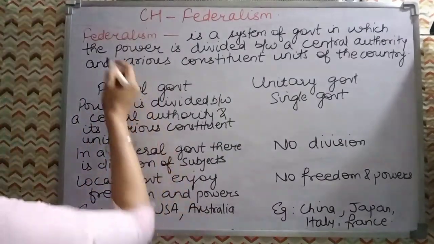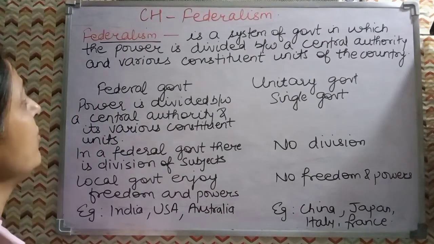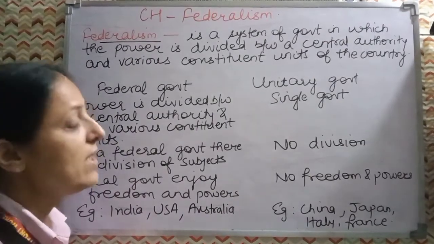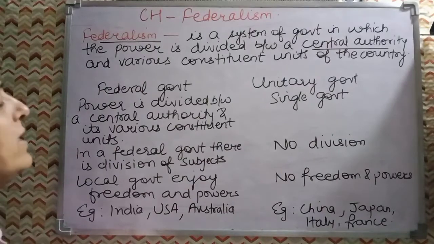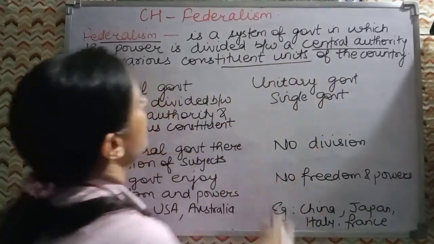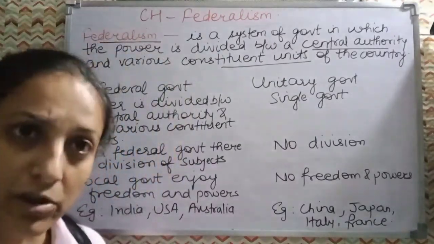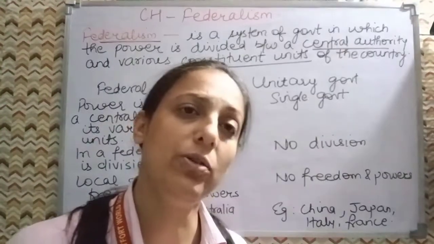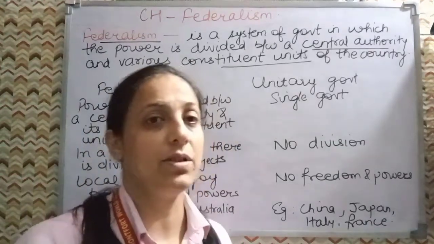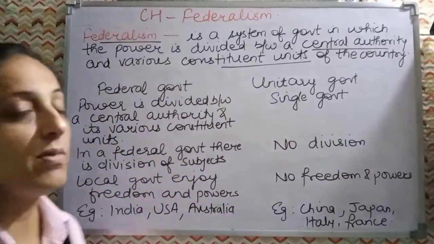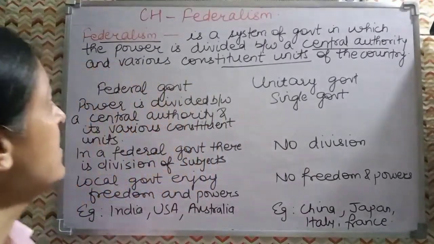Federalism is a system of government in which the power is divided between the central authority and various constituent units of the country. So it is a system of government in which power is divided between the central authority, that is the central government or the union government, and various constituent units of the country, meaning various state governments. So that is federalism.